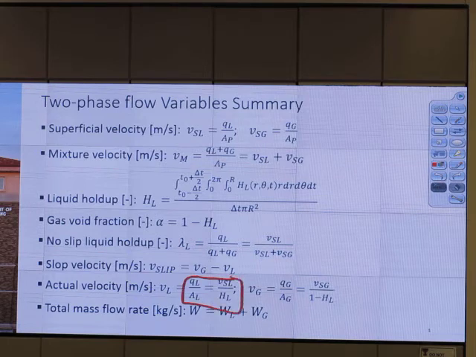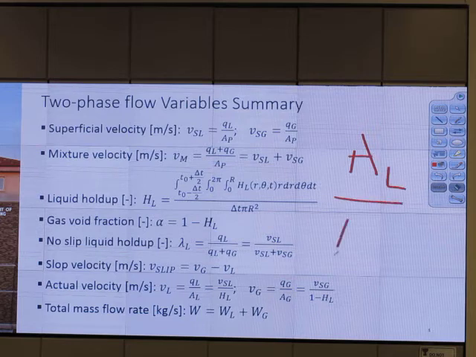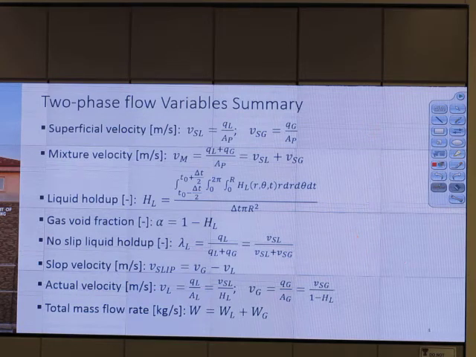If you put in the definition of HL, HL is AL divided by AP, right? So substitute it. VL is VSL over HL. VG is VSG over alpha, or 1 minus HL. You good? Understand? Total mass flow rate W is WL plus WG.